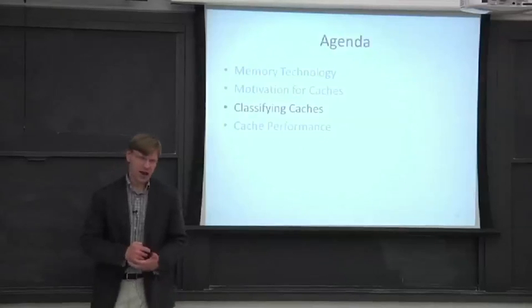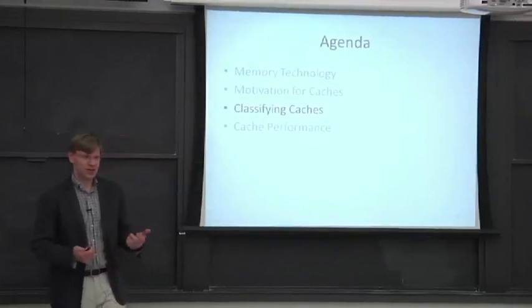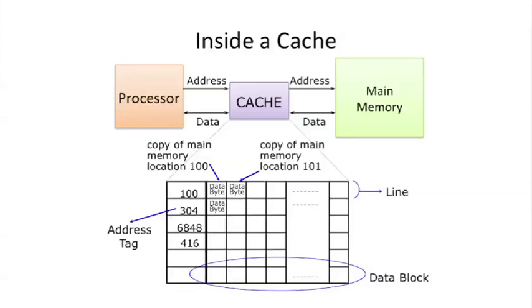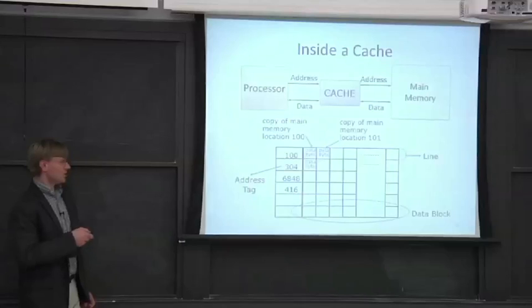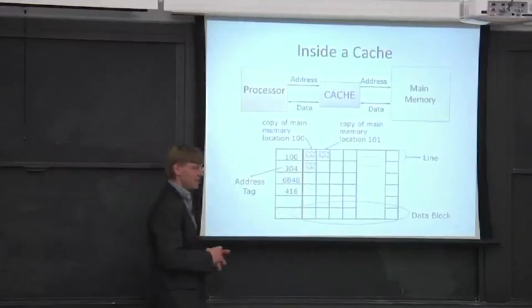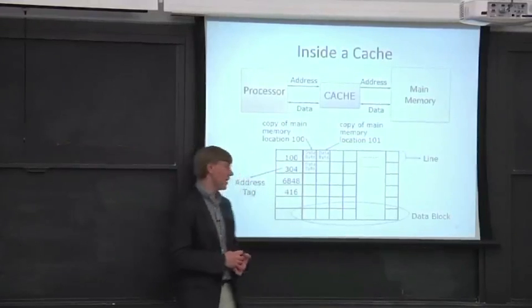Okay, so how do we classify caches, and let's review what a cache looks like on the inside. Processor, cache, main memory, addresses flow that way. Data can go either direction, because you can either do a store, which will put data out from left to right, or you can read back data with a load, which will have data going back the other way. So let's look at our view of what a cache looks like on the inside.